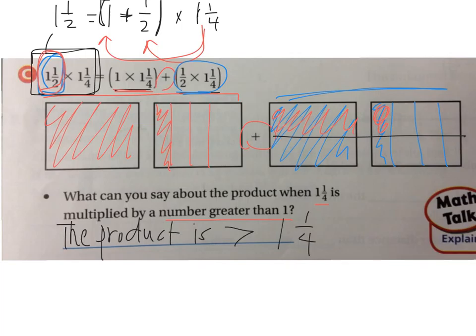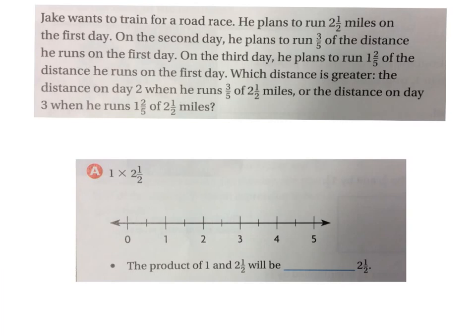Let's take a look at what we've learned so far. The very first day he's training for the road race, he's going to run 2.5 miles. And on the second day, he plans to run 3/5 of the distance he runs on the first day. So is he running more or less on the first day? More. He's going to run 2.5 miles on the first day. Then the second day he will run 3/5 of that. So is he running more on the first day or more on the second day?